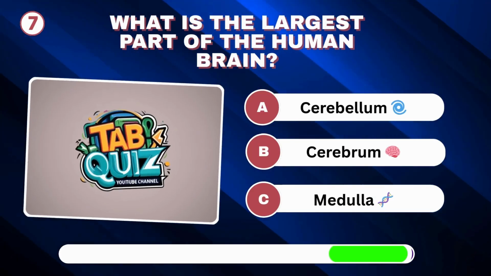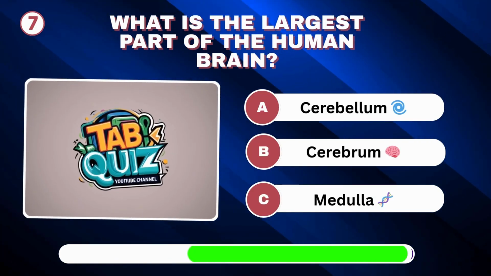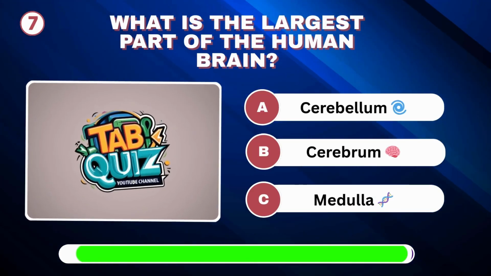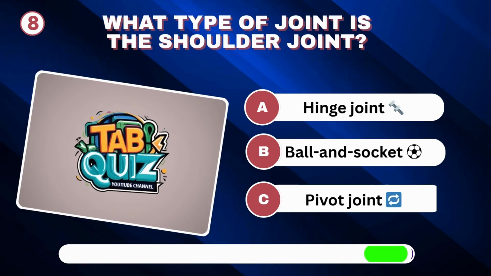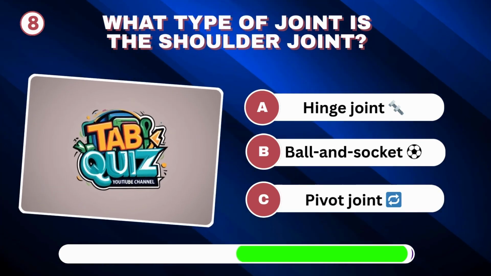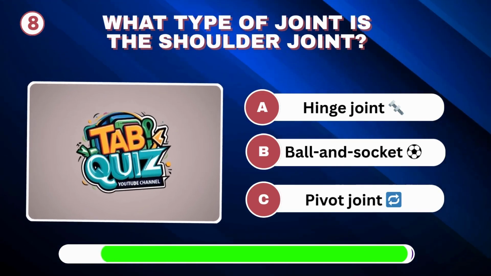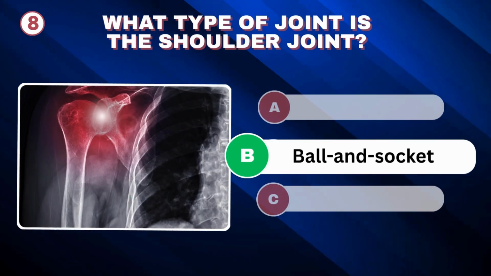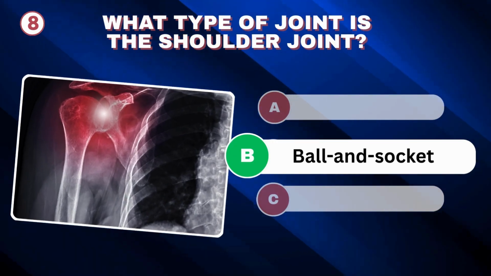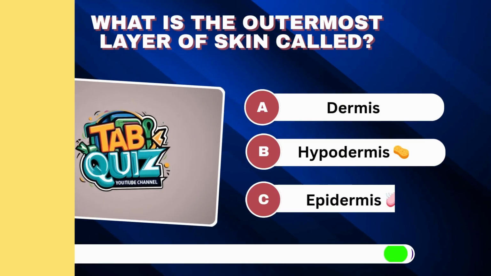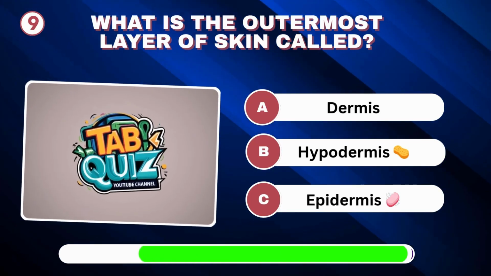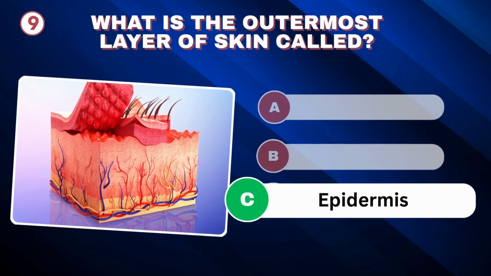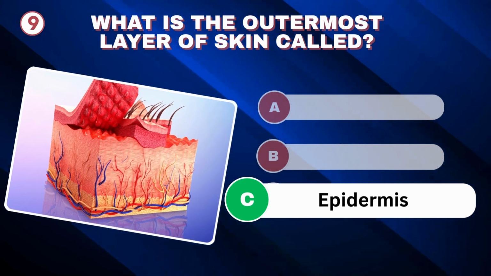7. What is the largest part of the human brain? B. Cerebrum. 8. What type of joint is the shoulder joint? Ball and socket joint. 9. What is the outermost layer of skin called? C. Epidermis.